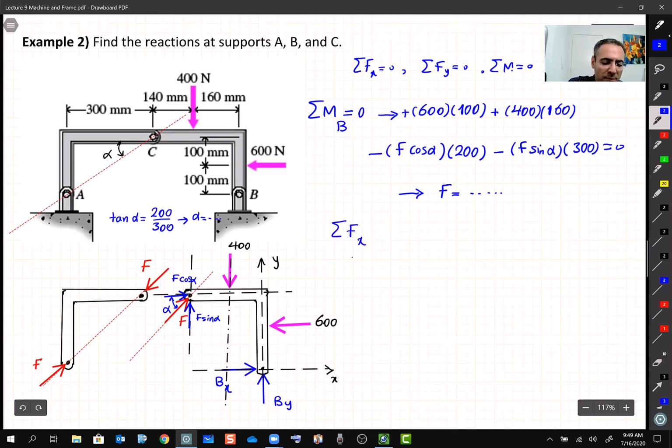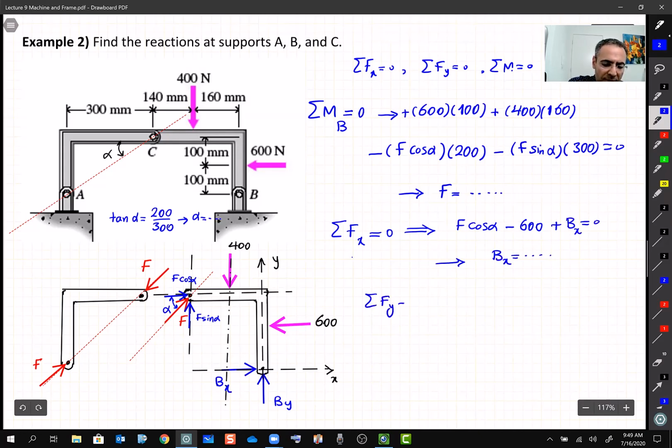So, the other two tools that we have: sum of the forces in x equal to 0. What do I have in x? I have F cosine alpha. Remember, always to the right is positive. I have minus 600. And I have Bx equal to 0. From here, easily I can find Bx.